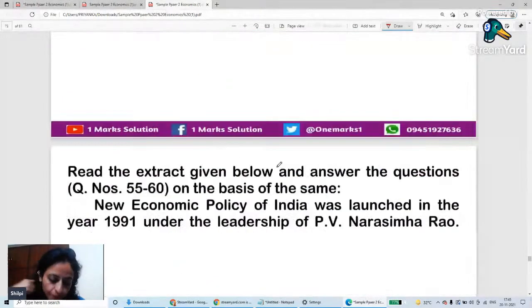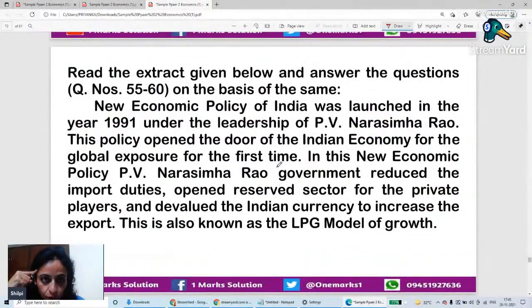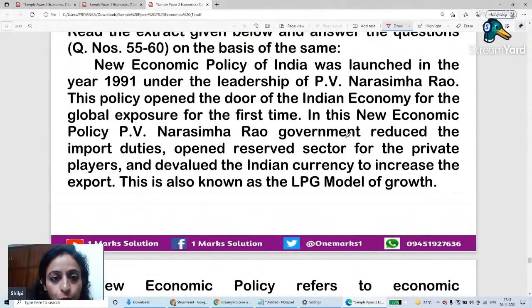Next question, new economic policy. Yes. See, this is a case-based type question. New economic policy in India was launched in the year 1991 under the leadership of P.V. Narasimha Rao. This policy opened the door of Indian economy for the global exposure. For the first time in this new economic policy, P.V. Narasimha Rao government reduced the import duties, opened reserve sectors for the private players, and devalued the Indian currency to increase the exports. This is also known as LPG model of the growth.